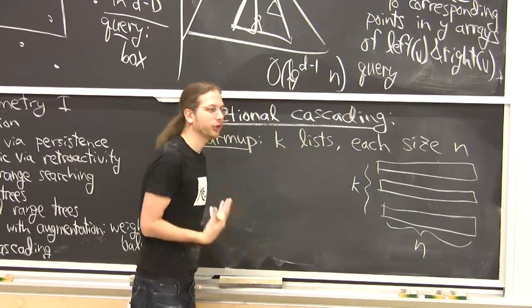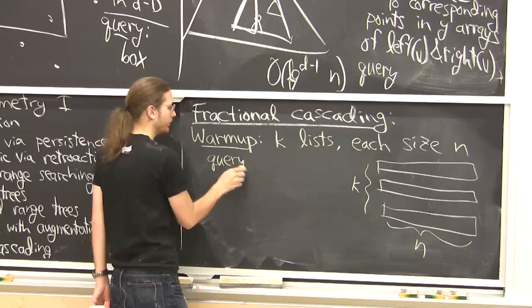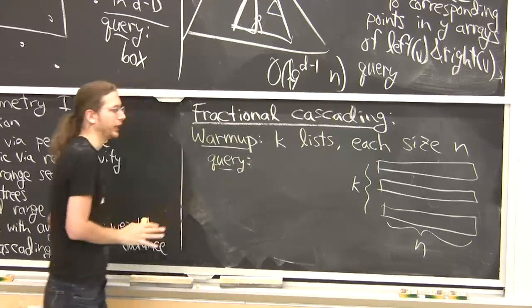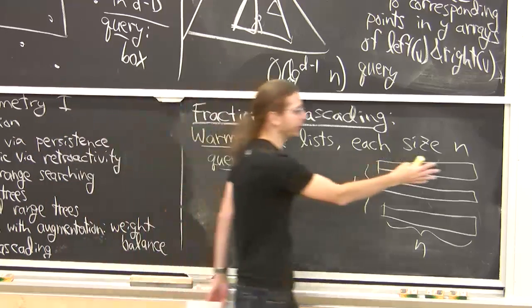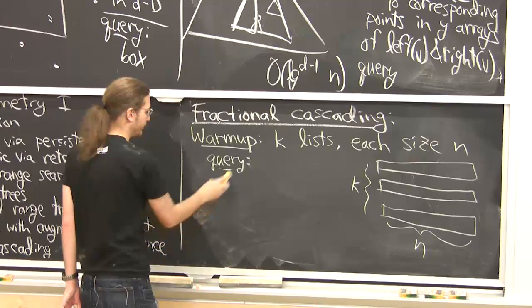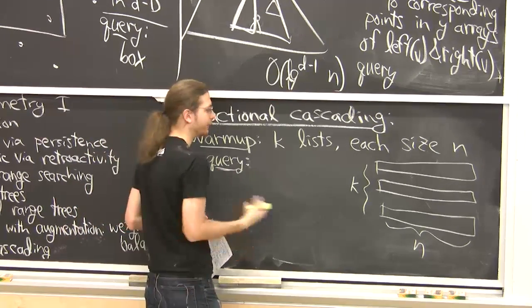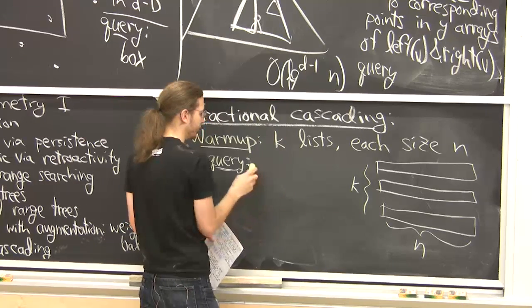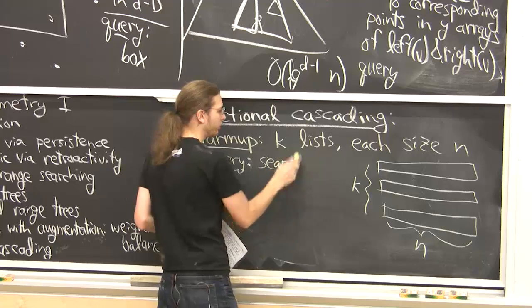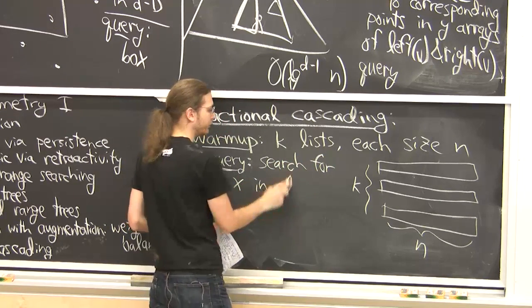I would like to search a query. We'll just do static here. Original fractional cascading was just static. You can make it dynamic, but there is some overhead, and I don't want to get into that. It's even messier. Fractional cascading by itself is a very simple idea. Query is search for x in all lists.